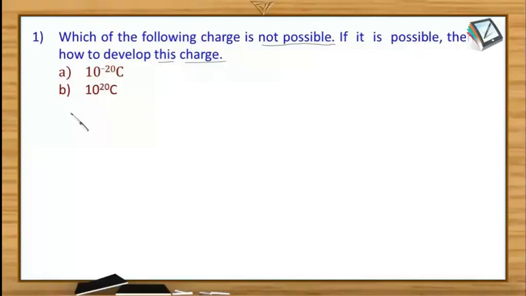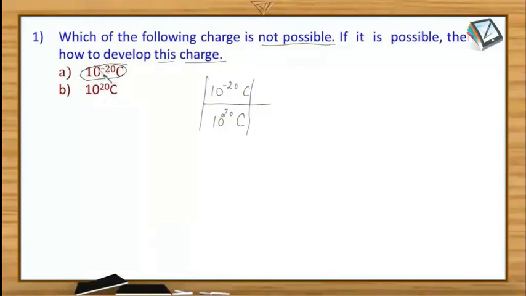So there are two values which are given to us. One is 10 raised to the power minus 20 coulomb and the other one is 10 raised to the power 20 coulomb. So can you create a charge of 10 raised to the power 20 coulomb and 10 raised to the power minus 20 coulomb? So what is the problem? Is there any problem you can see that you can make this charge or not? So can you think about it?